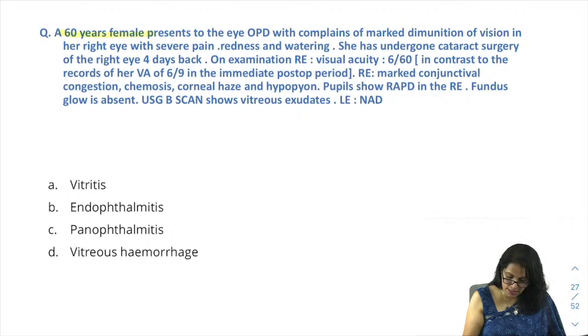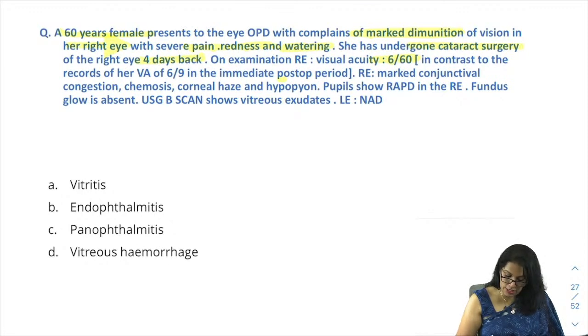A 60 year old female presented to the OPD, complains of marked diminution of vision in her right eye. So, what is the right eye vision? Only 6/60. There is severe pain, redness, watering. Very important, had undergone cataract surgery of her right eye only 4 days back. And another important thing, on examination, right eye is this in contrast to the records of her visual acuity of 6/9. So, in the immediate post-op period, what does it mean? Immediate post-op, the vision was 6/9. After 4 days, the vision is 6/60. What is the answer? Very good, Nahid.